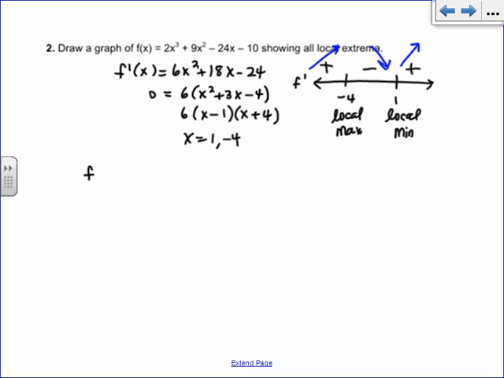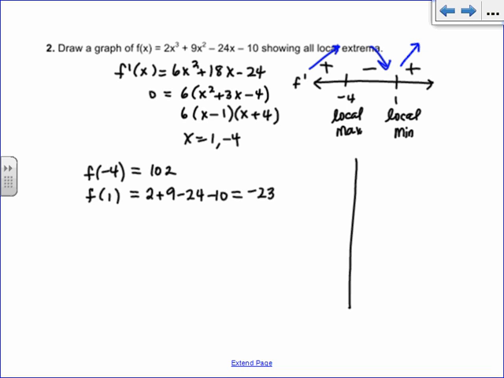All right, so now we want to find how high and how low it's going. So I'm going to find f of -4, and I'm going to find f of 1. So f of 1 is going to be 2 plus 9 minus 24 minus 10. Anoop, can you find f of -4 for me? All right. It is 102? I think you're right. All right, so f of -4 is 102.